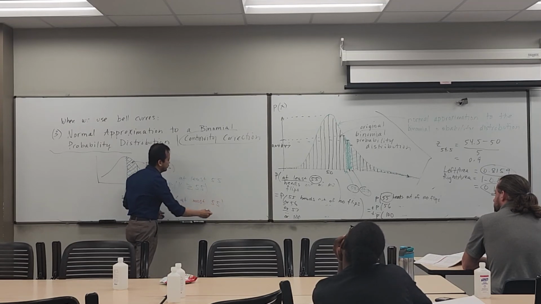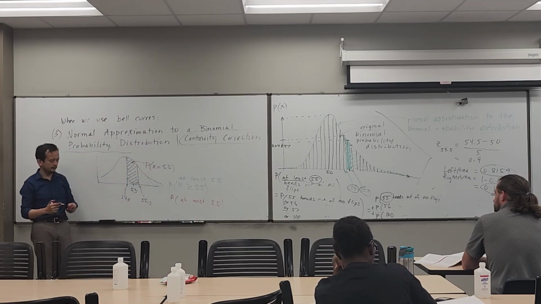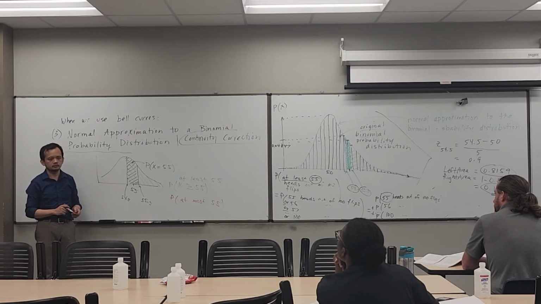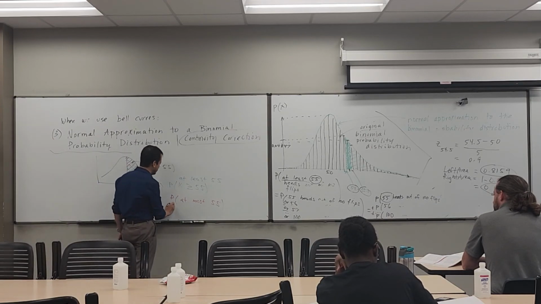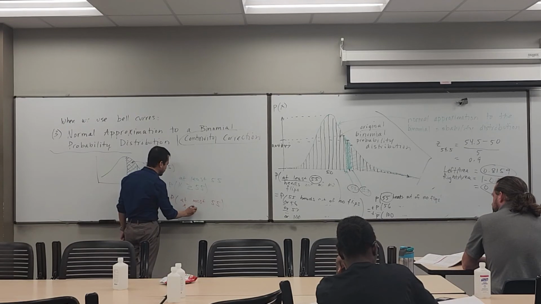So logically speaking, what does "at most a number" mean? It's that or less. Okay, good. So it could include the number or it could be less than that number. So at most 55 really means the probability of x is less than or equal to the number.